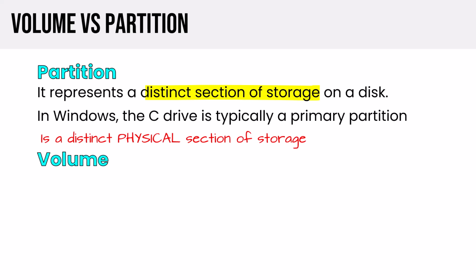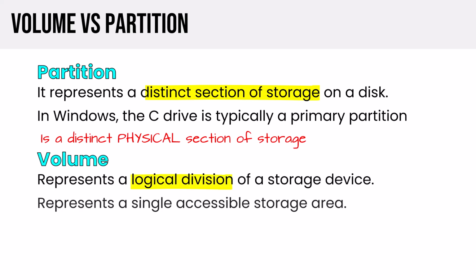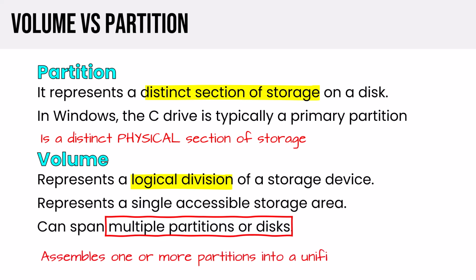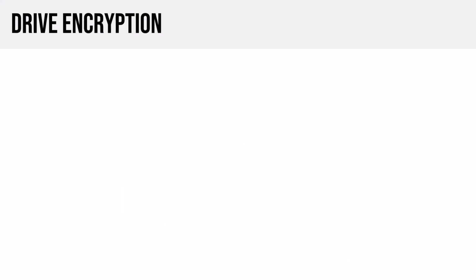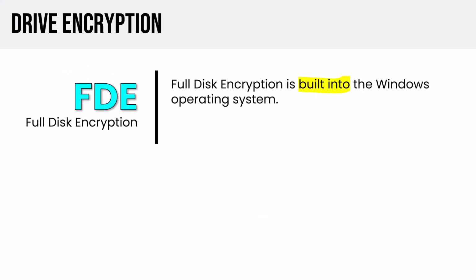Volume represents a logical division of a storage device. It represents a single accessible storage area, and a volume can span multiple partitions or disks even. But a volume logically assembles one or more partitions into a unified storage area. I don't expect the exam's going to get too wound up around that detail, but I wanted to call it out just in case. So let's talk about drive encryption. We have full disk encryption, FDE for short, which is built into the Windows operating system.